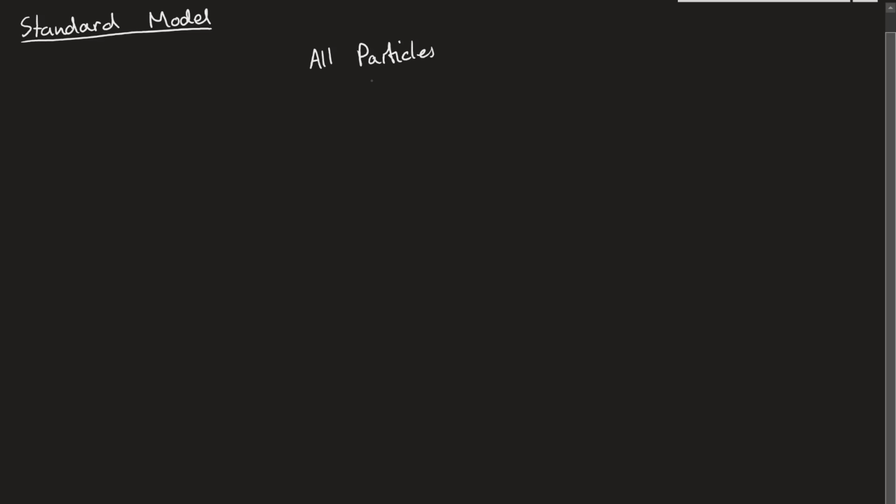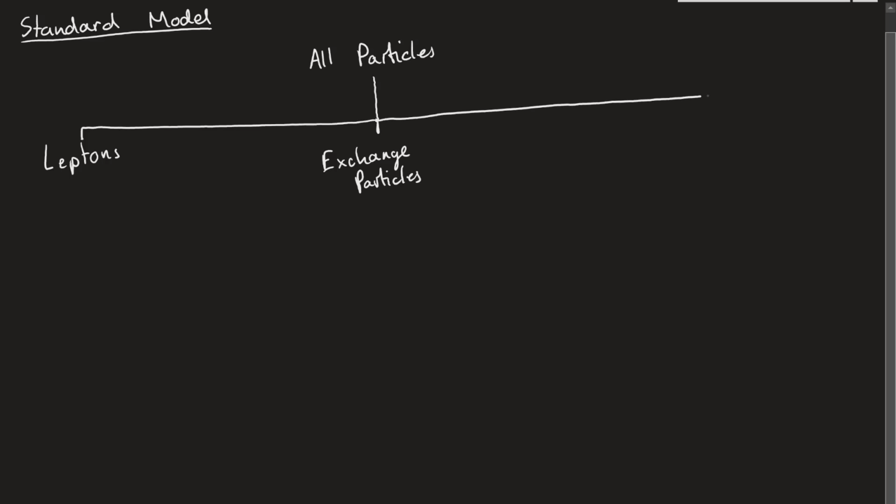Okay, so all particles we split into leptons over here. Then we have exchange particles. And now the third one we would expect to call quarks, but since quarks split into baryons and mesons, we can have both of them. Collectively, that whole group are called hadrons. Just as a side note, a hadron is basically anything that is made up of quarks.